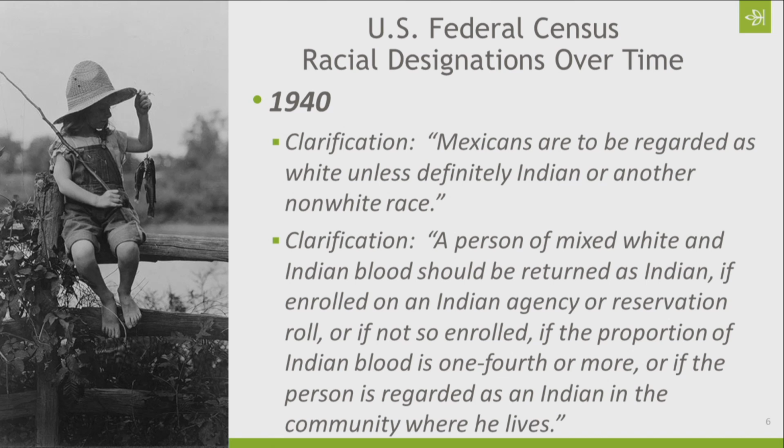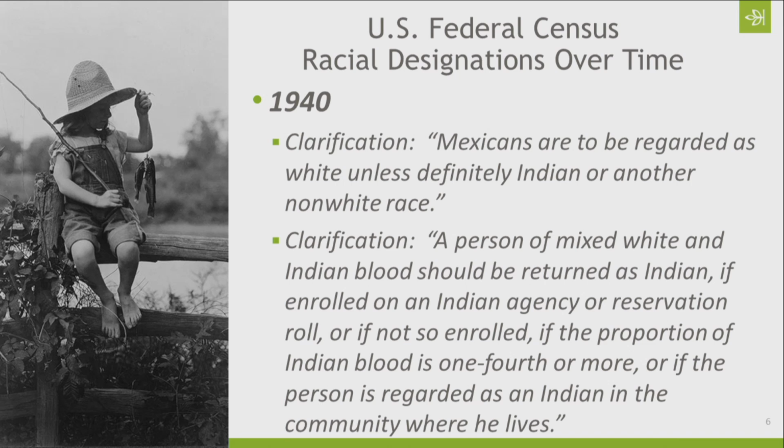Really interesting instructions. We get some more interesting instructions in 1940. Again, no new rules, just some clarifications of the existing instructions so that the census takers can make some of these designations. The first one has to do with Mexicans. Mexicans are to be regarded as white unless definitely Indian or another non-white race. So Mexicans typically are, genetically, a mix of native or indigenous people and Europeans, and so technically they're Caucasian, and that shows up here in the 1940 census.